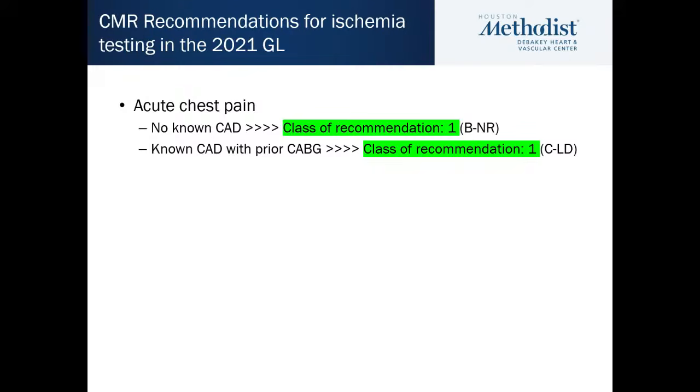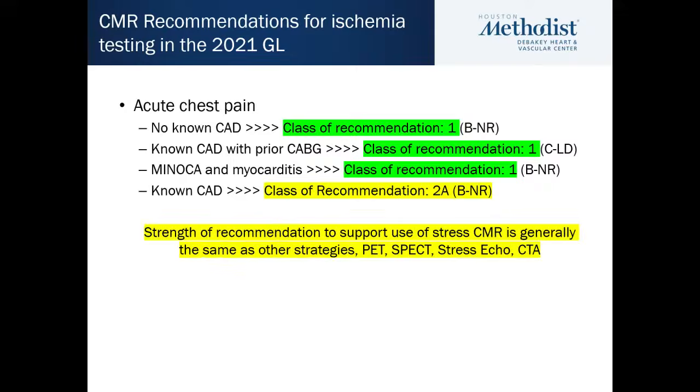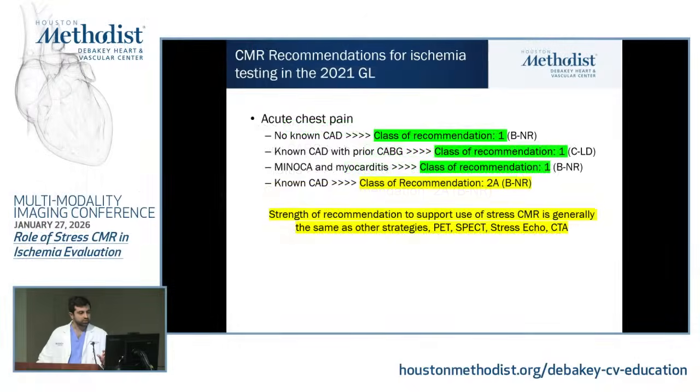So when it comes to acute chest pain patients without known CAD, there's a class 1 recommendation for doing stress MRI. Similarly, for those with known CAD or prior bypass, when you're suspecting myocarditis or MINOCA as an established diagnosis, really here you're going to prefer, or you're actually advised to do an MRI as opposed to SPECT, for example. And then with known CAD, the recommendation is 2A.